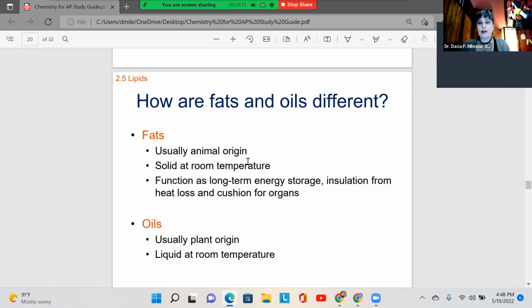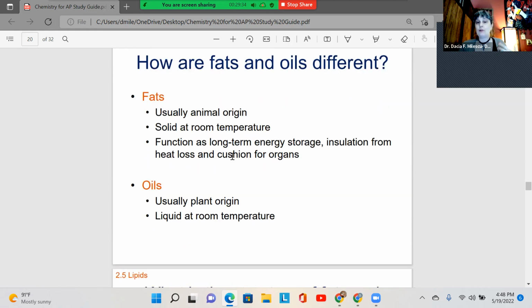Fats are usually of animal origin, and they're solid at room temperature. This is why you can get atherosclerosis, or plaque formation in the tunica media of the arteries, which you'll learn later in AP2. That plaque formation is due to the fats that form from animal fat, too much animal fat, and oils that are not good for you.